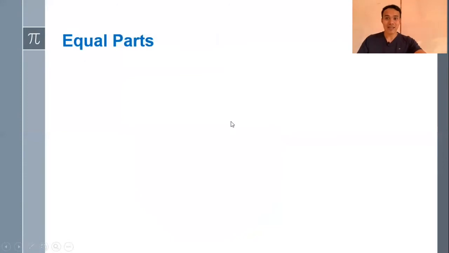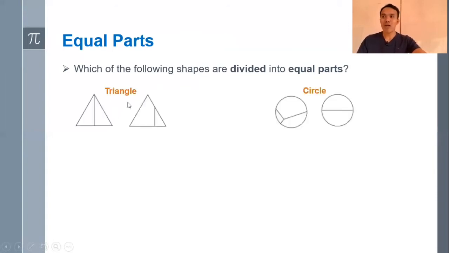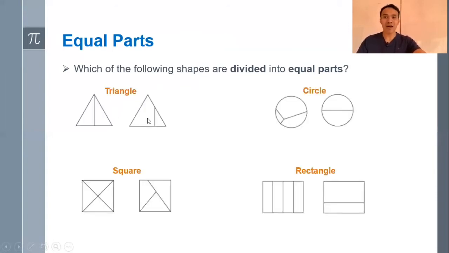Next, let's understand the term equal parts. Equal parts means the parts should be of the same size. The parts should be of the same size. Which of the following shapes are divided into equal parts?